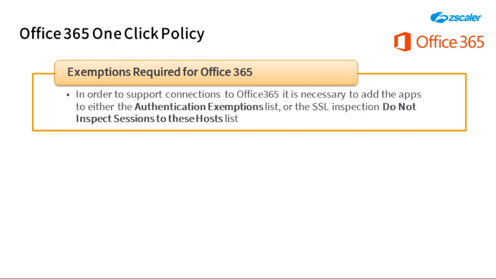Zscaler does not support content inspection for non-HTTP or HTTPS traffic. So although we can intercept tunneled traffic, we cannot inspect the content. For example, for the Outlook connections to Online Exchange Server. As a result, we must add many Office 365 application URLs to the Do Not Inspect Sessions to These Hosts list to disable SSL inspection for them. In the past, these exceptions had to be configured manually.